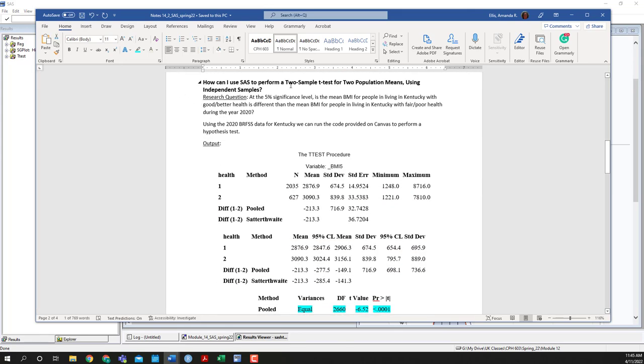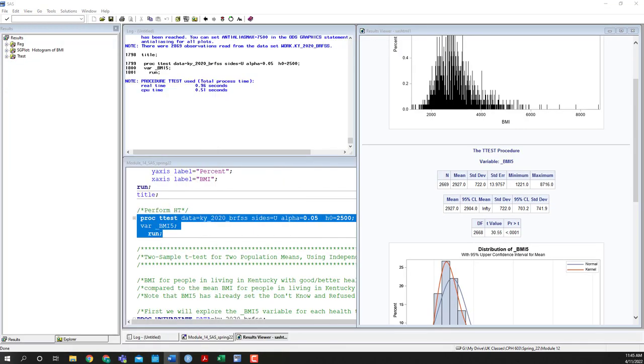The next one we're going to look at is the two sample t-test. Now previously in the 14.1 notes, we also looked at the paired t-test. We are going to skip that here because the BRFSS does not have paired data. Alright, so the two sample t-test can help answer questions like, at the 5% significance level, is the mean BMI for people living in Kentucky with good or better health different than the mean BMI for people living in Kentucky with fair or poor health during the year 2020. So again, we're going to use the 2020 BRFSS data to help us.